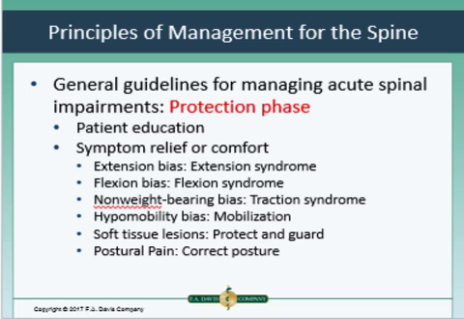Individuals who have hypomobility need mobilization. They may need mobilization or manipulation to remove the restriction in one or more of those spinal segments. For the people who have soft tissue lesions, you need to treat them as if they're a muscle sprain. Muscle sprains, muscle tears, contusion, overuse, these are all part of this soft tissue lesion. And you would treat them just as if they had a muscle injury in the extremities.